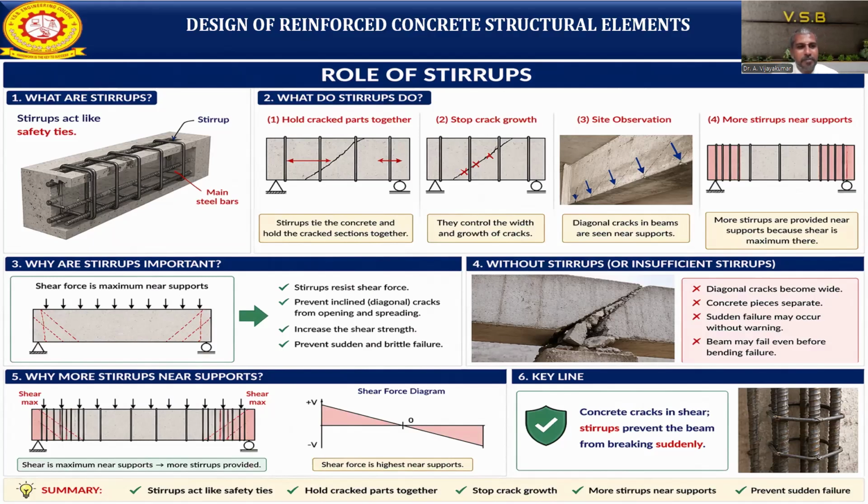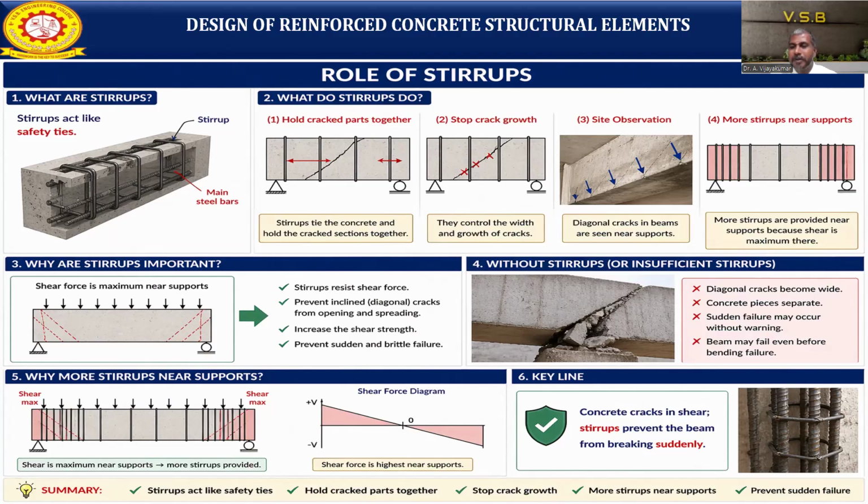So why are the stirrups important? The shear force is maximum near the support. The bending moment is maximum at midspan, but the shear force is maximum at the support, so we need to take that into consideration. The stirrups resist the shear forces to prevent inclined and diagonal cracks from opening, increasing the shear strength and preventing sudden failure, which is called brittle failure. For that purpose, the stirrup is important.